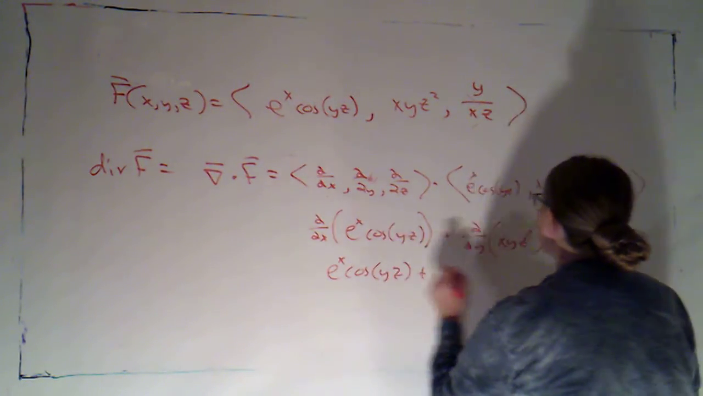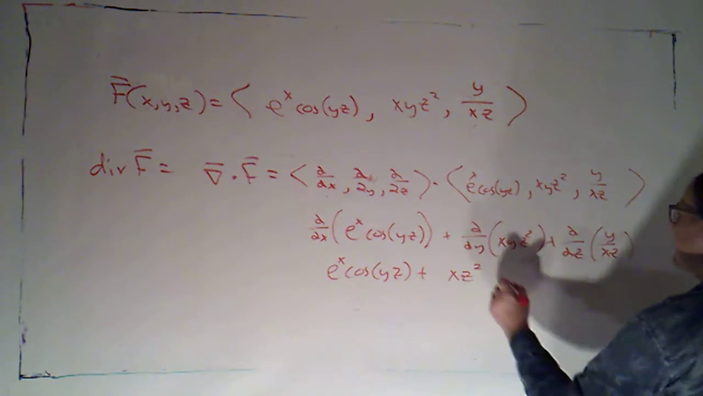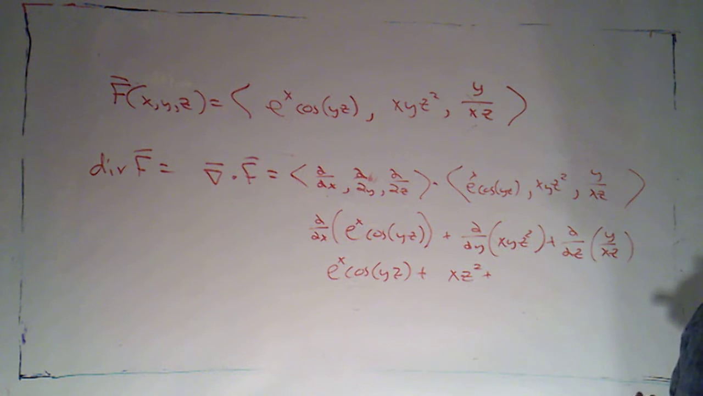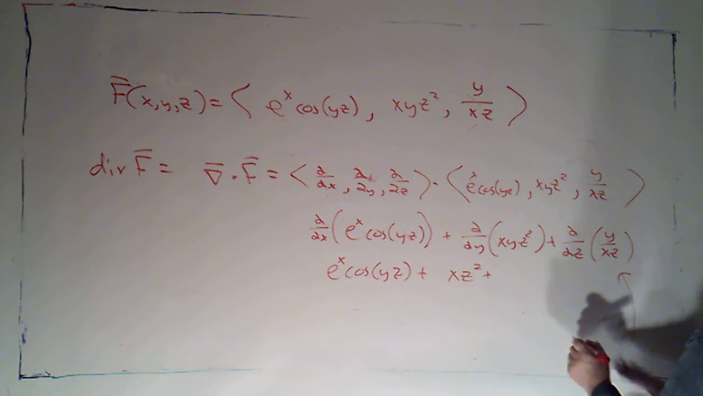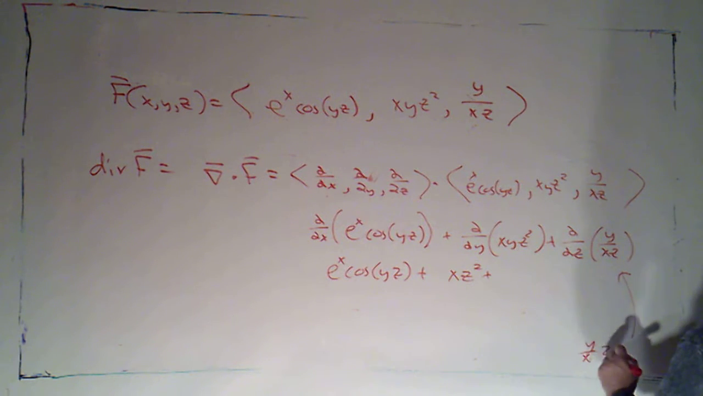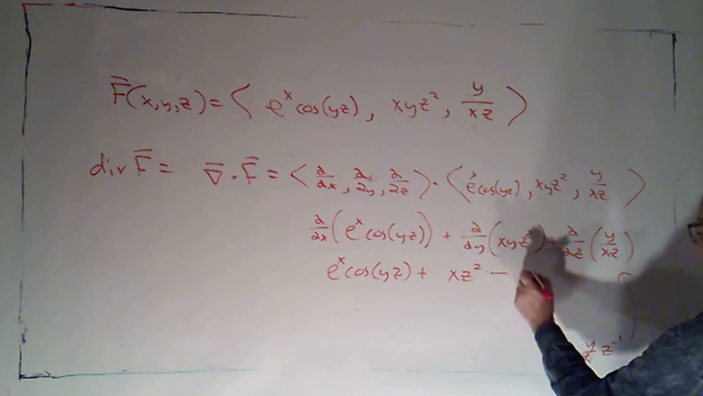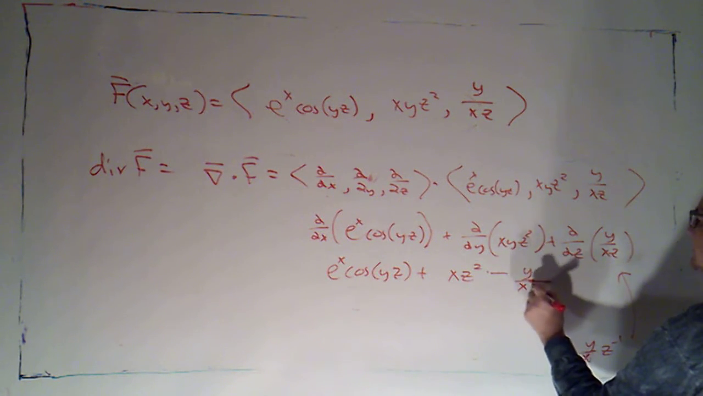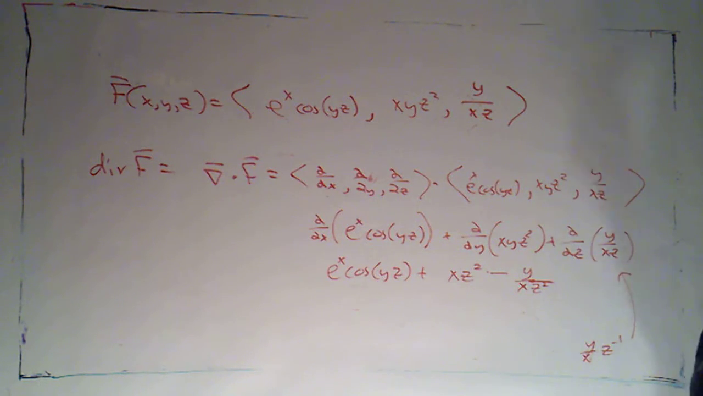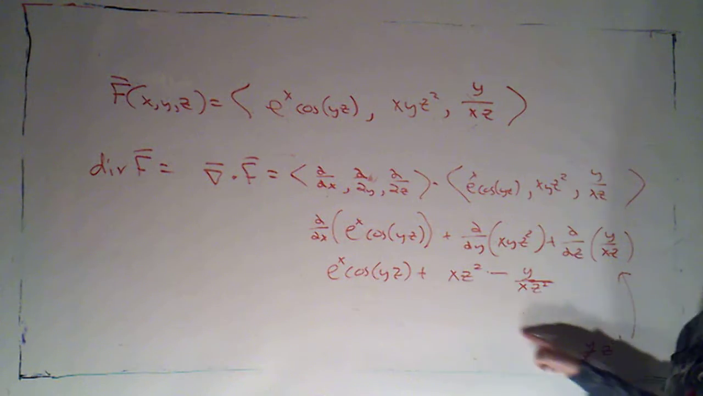Partial with respect to x here is just going to be e to the x times cosine of yz, plus partial with respect to y here is xz squared, plus partial with respect to z, I can rewrite this piece as y over x times z to the negative 1. So that's going to give me a minus y over x z to the negative 2, and I'm just going to put that as a z squared on the bottom. So that's the real valued function I get by taking the divergence.